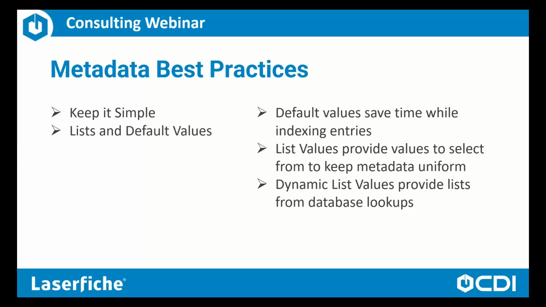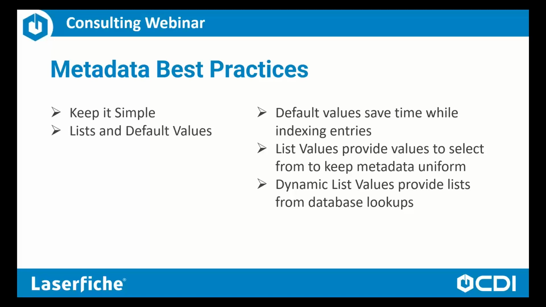Use lists and default values where it makes sense. Default values will save time while indexing entries. So for example, a document date field can default with today's date, and if users need to change that value, they can do so at that time. List values will provide values for users to select from to keep metadata uniform, and also to allow users to more quickly apply that metadata to the documents.